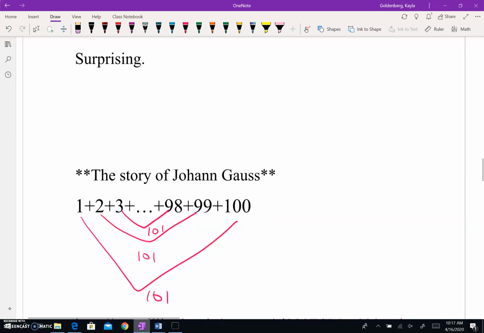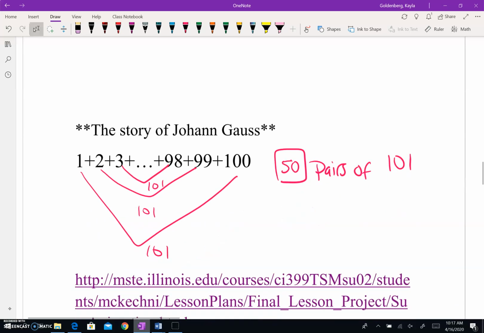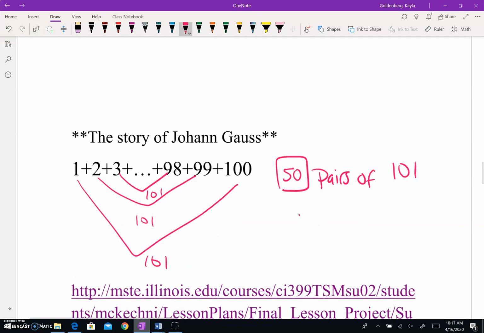You want to think about how many pairs. So I'm going to write it out. So blank pairs of 101. And if you think about it, there are 100 numbers, right? If you cut that in half, there's going to be 50 pairs of 101. Okay, so you might say, okay, well, I could do like 50 times 101. And you would be completely right. So it's an interesting way to make the work simpler. It ends up being just 5050. And it's really interesting how that works.